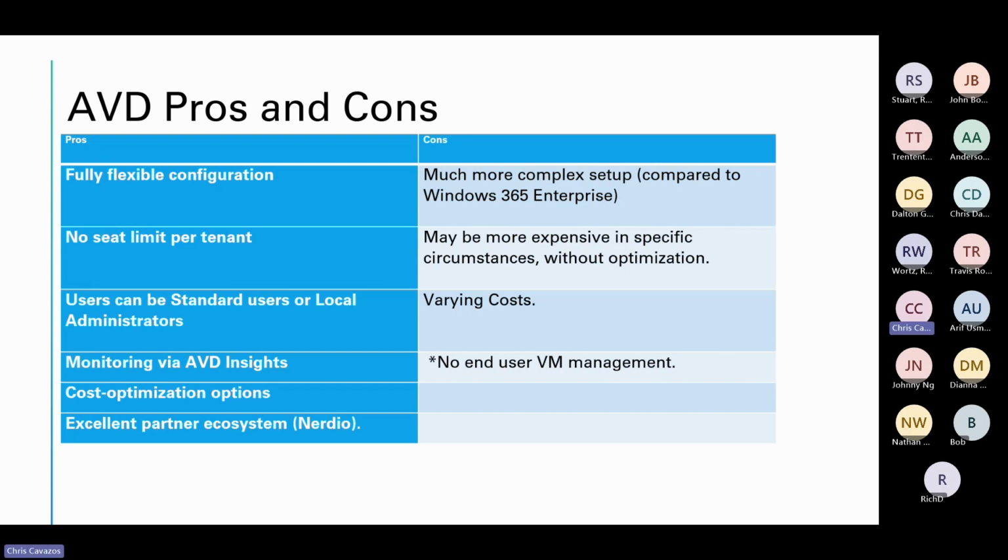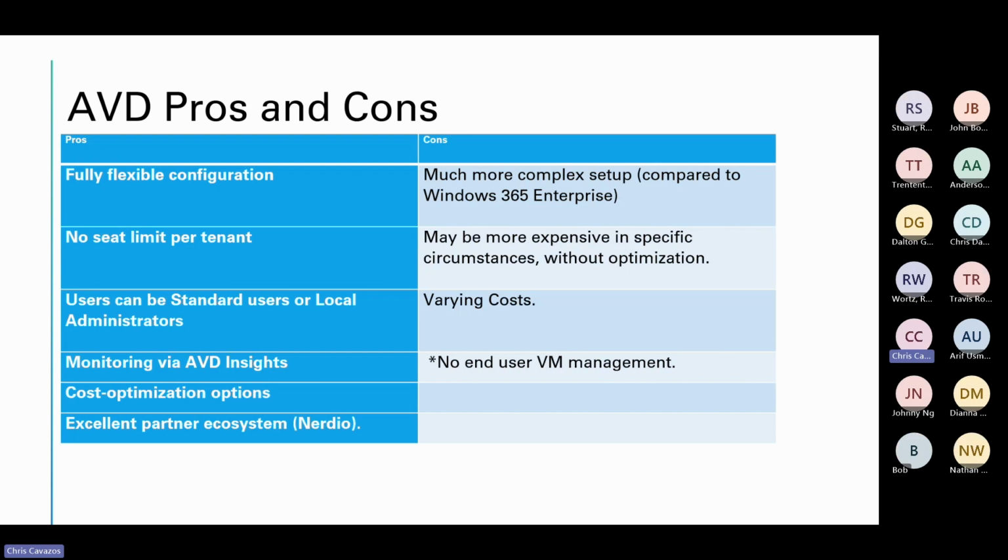It can be more expensive if you don't utilize optimization. So if you build a lot of D10, D16 servers, say you have 50 of them, and you don't scale appropriately, you will have a hefty Azure bill. So I always recommend utilizing the scaling plans to try to save some money on Azure compute. Another thing, to follow on that, is varying costs. Depending on how you use AVD, the cost could vary from month to month. So that's just one thing that you have to take into account.